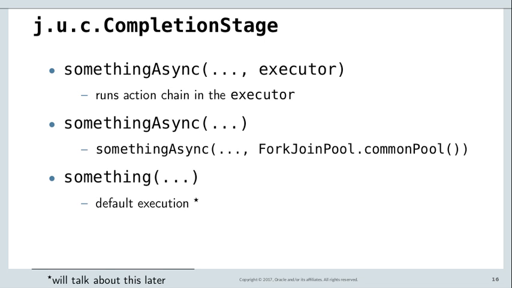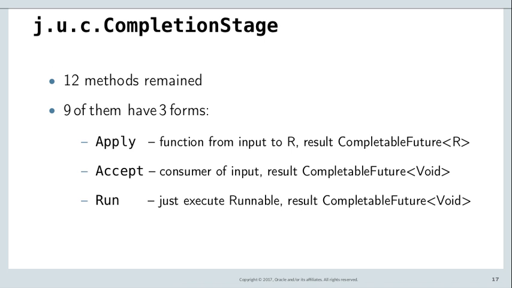And what does it mean? It means that doing something async means that the whole chain of actions which we construct at that point will be executed in the given executor. The second kind of action, making something async without specifying an executor, is just a shortcut for using the ForkJoin common pool executor. And otherwise we have plain chaining, which uses default execution. Quite interesting things. I will talk about that a little bit later in this presentation.